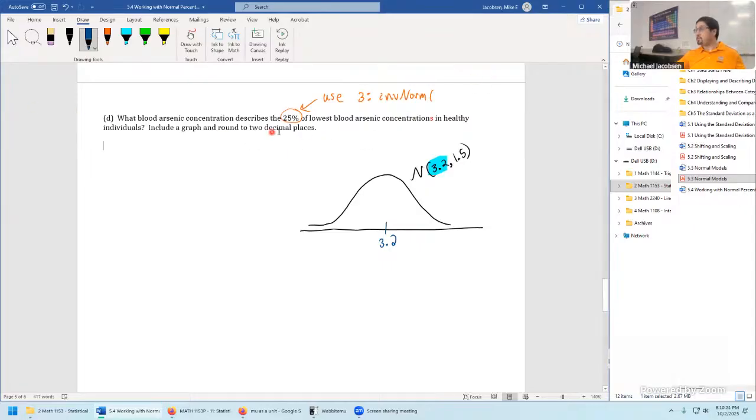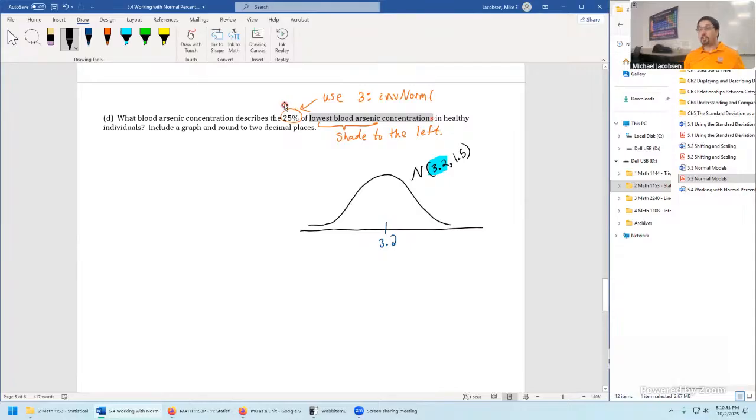Now it says, what blood arsenic concentration describes the 25% of lowest blood arsenic concentrations? Lowest right here would say shade to the left, once again on this problem. And we'll see a shade to the right problem on our next example. But here's what's weird: shade to the left of where? Well, you just have to use your eye.